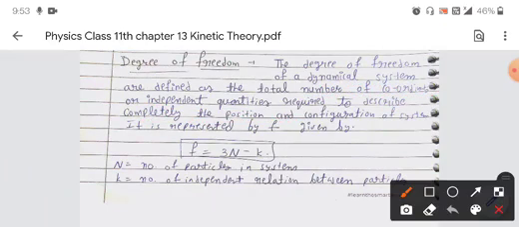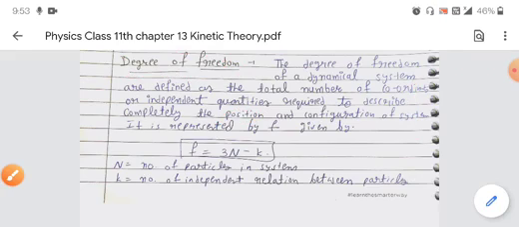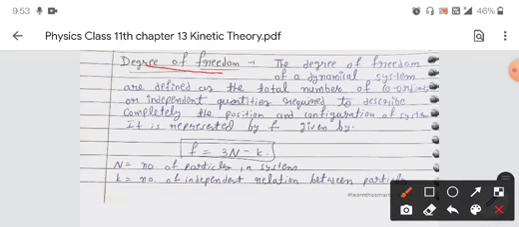That means these are the total number of coordinates, or the total number of variables we have to give to describe the complete position and configuration of a system. That means whether the system is in translational motion, rotational motion, or whatever, or in how many directions the motion is there, we have to define that. That is the degree of freedom. That means in how many ways the molecules of the system can move. Okay, that is the degree of freedom.